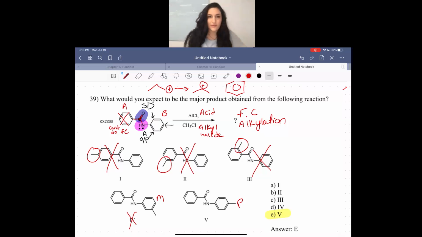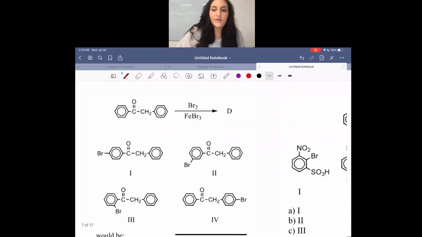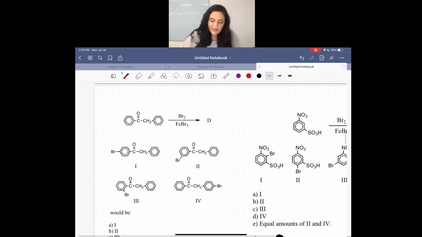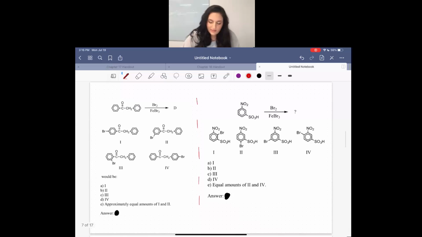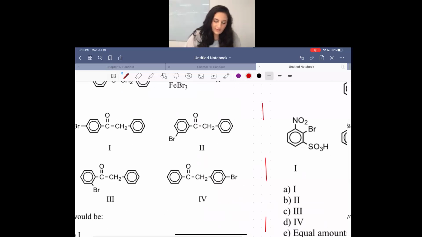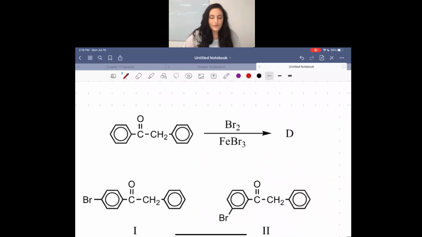Alrighty, so let's go to the next one. Alright, so there's 2 separate ones on this page, and I hope you guys can tell that they're 2 separate ones, but I'll do a little red line just in case. So it's another 2-ring thing. And now we are doing Br2 and FeBr3. So this is a bromination. So we are adding a Br.